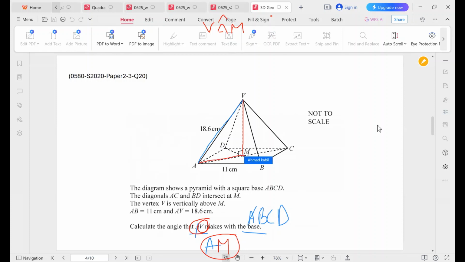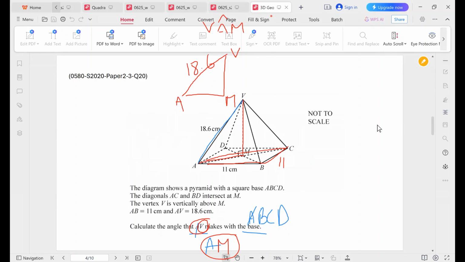So let's draw triangle VAM. This side is 18.6, and we are told that AB is equal to 11. So we need to figure out either VM or AM. AM is easier because AM is on the base, and we can figure it out like we did in the previous problem, simply by drawing triangle ABC again. Knowing that this is a square base, this is going to be 11.